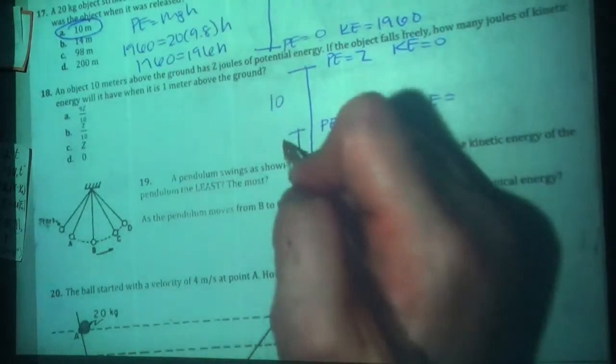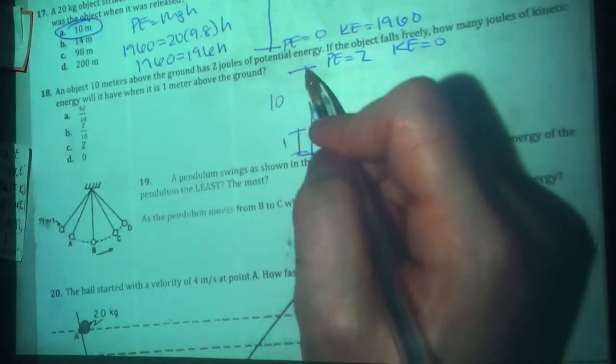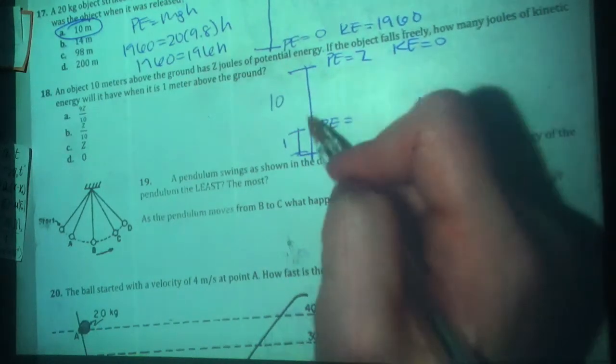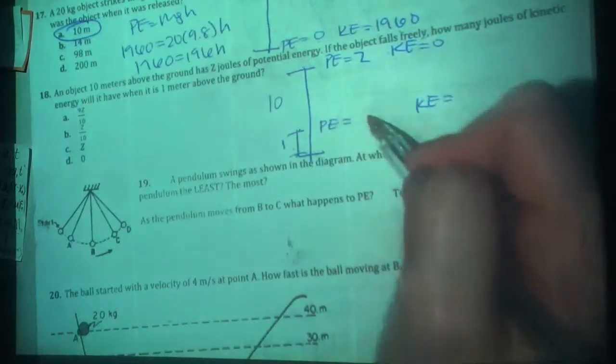At 10 meters above the ground, your potential energy is equal to z, and it falls freely, so I think it's just dropped. Kinetic we can assume is 0. When I go to 1 meter above the ground, I want to know what my kinetic energy is. Well, let's think through potential, because we actually know the height. If I have 10 meters high and I have z, when I go to 1 meter high, I only have 1/10 the height, so 1/10 the potential. So think about it as 1/10 z.